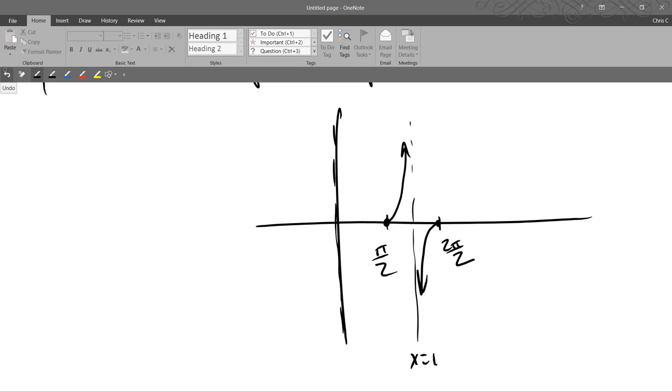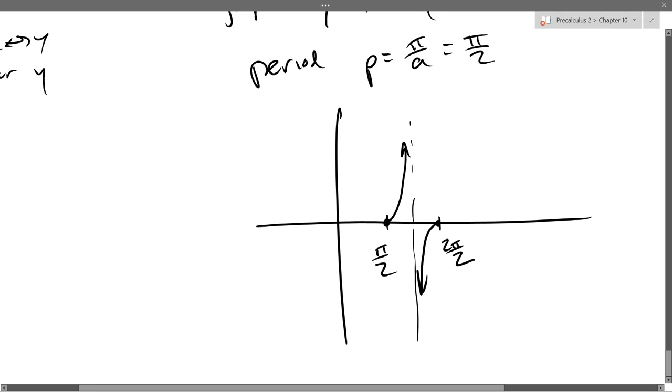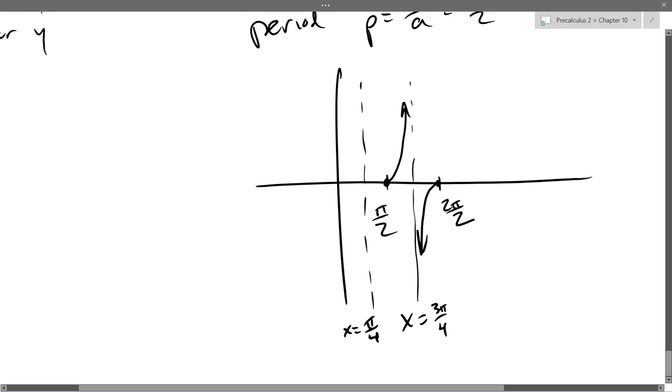What is the actual vertical asymptote that I should have drawn? So this one was 3 pi over 4. The one I should have drawn was pi over 4. Remember, fractions suck unless you go common denominator. I probably should have gone fourths, and then you see we'd have 2 pi over 4, 3 pi over 4, 4 pi over 4, and everything would have lined up nicely right there.